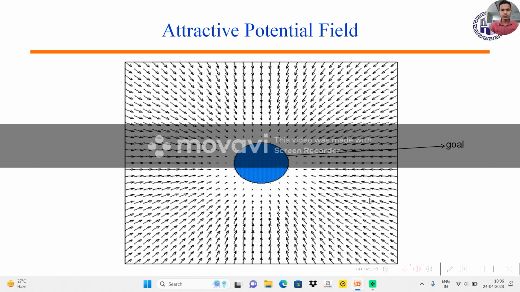So this is the goal state, where the gravitational force is exerted by the goal. If any robot comes into this frame of gravitational force, it will experience the gravitational force and start moving towards the goal state. The gravitational force experienced by the robot over here will be more compared to the force experienced by the robot over here, because the distance over here is minimum and the distance over here is the maximum.